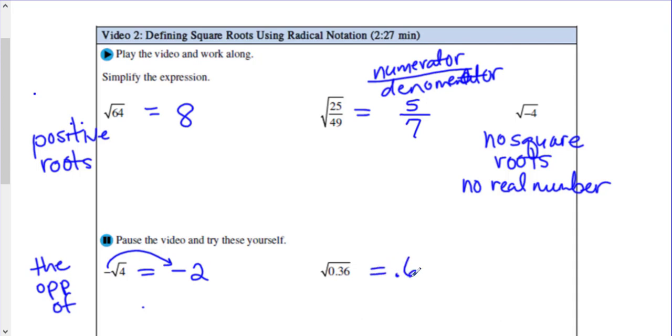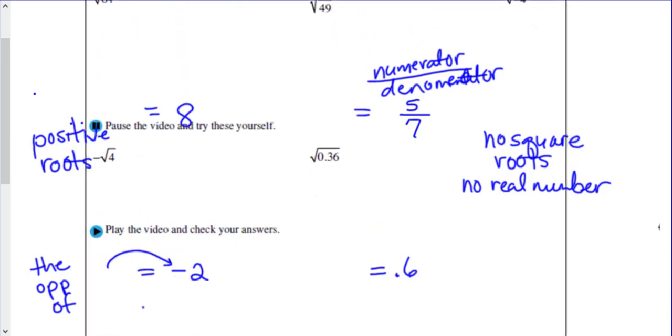This is where a calculator is going to come in handy. A good calculator with square root buttons. All right, let's move right along.